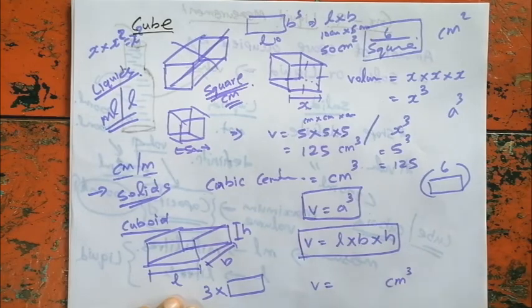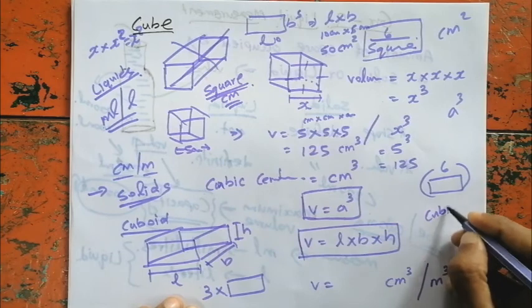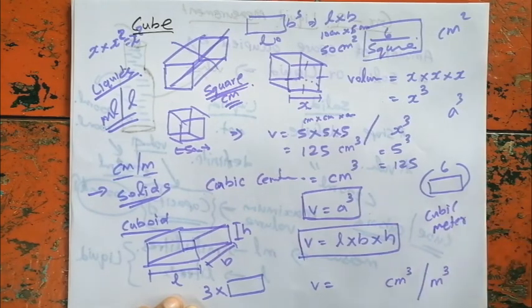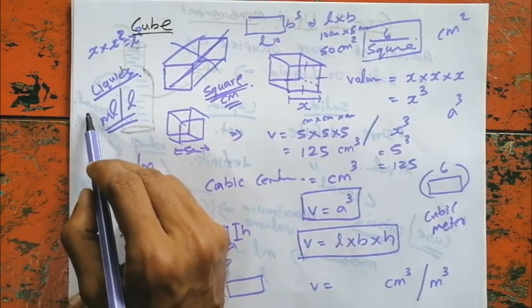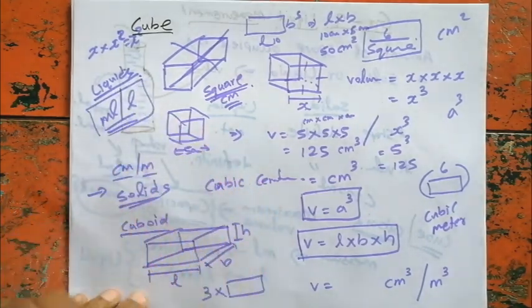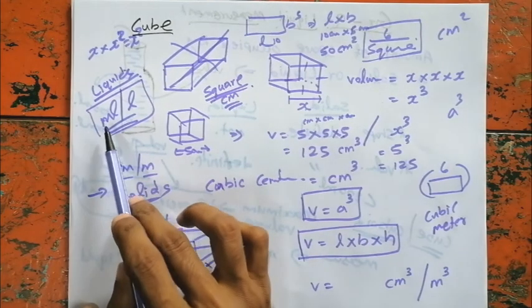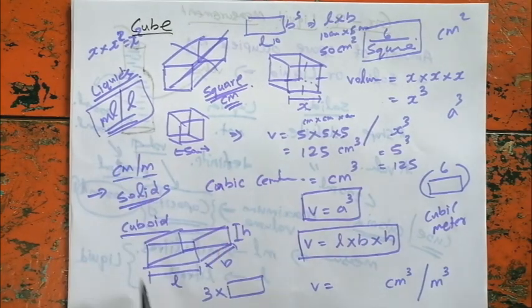So the final answer for the volume we are going to say in cubic centimeter. If the measurement is centimeter, it's cubic centimeter. If the measurement is meter, the volume is cubic meter. Why? If the length, breadth, height, all 3 are in meter, it's meter into meter into meter, so meter cube. So we already know the measuring units of volume are milliliter and liter. For solids we are using cubic centimeter and cubic meter.